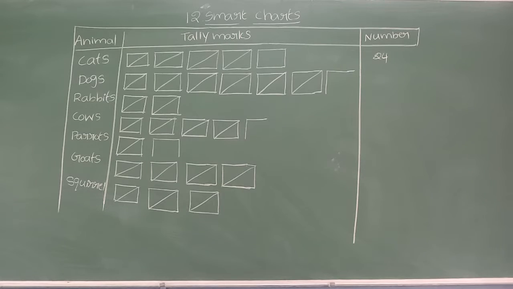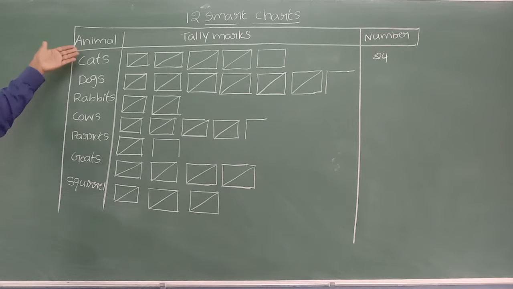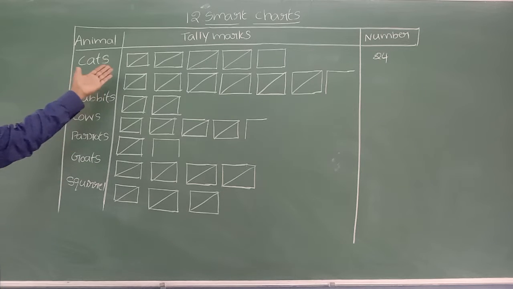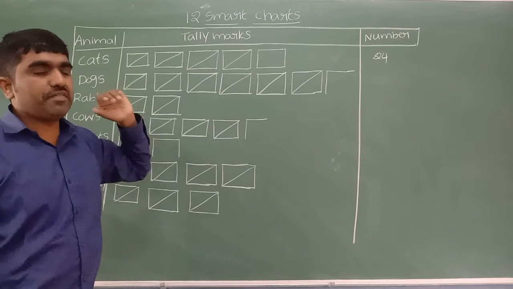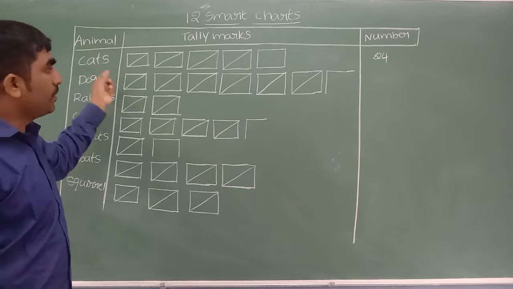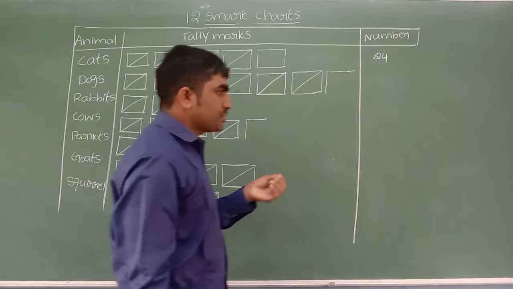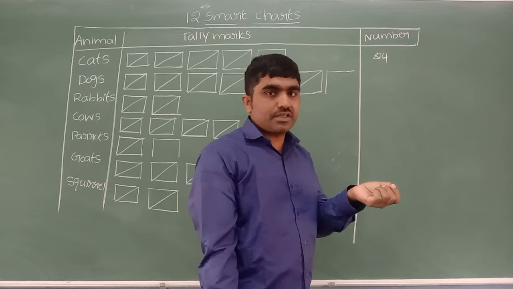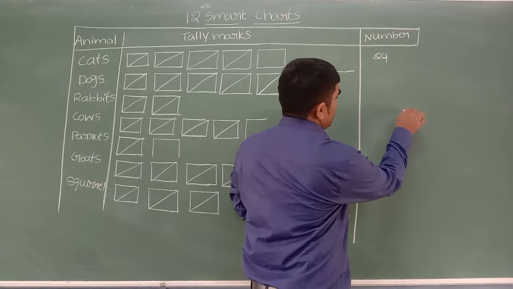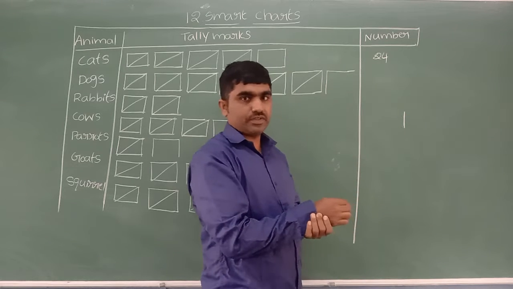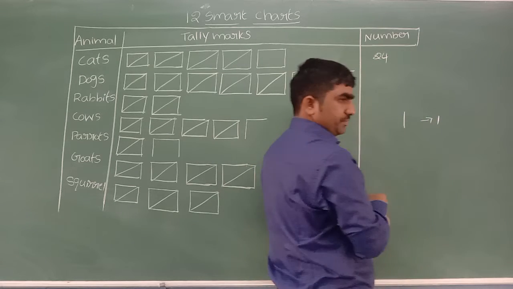Children, you can see here she has written all the different pet animal names which she received from her classmates, and she took the help of tally marks to record the number of students having the pet animal as cats, and the number of students having the pet animal as dogs. Suppose one student said cat is his favorite animal, she took one vertical line. This one vertical line denotes one student.